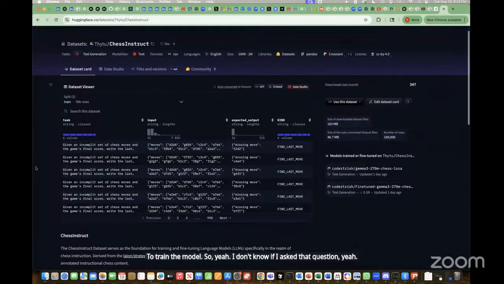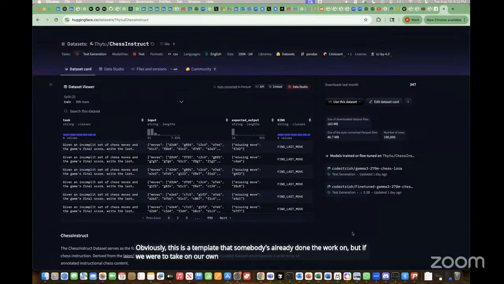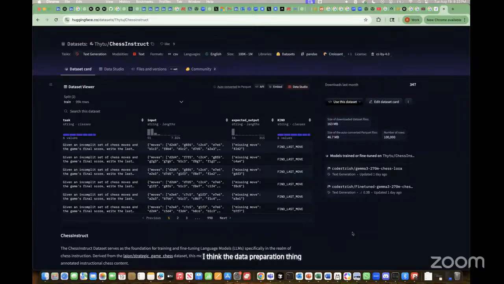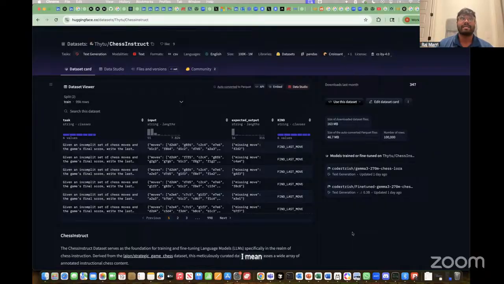My feeling there is just that obviously this is a template that somebody's already done the work on, but if we were to take on our own projects, I think the data preparation thing still seems a little bit challenging. Like if you're not using a formatted data set that somebody's already cleaned and done all the work on, it seems to me like any of us doing our own projects would have to spend a lot of time to try to figure that data formatting out. Am I right?